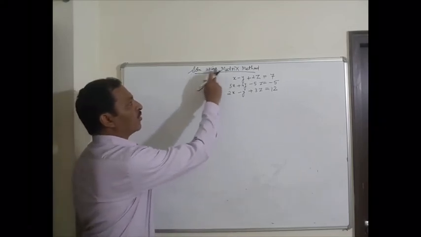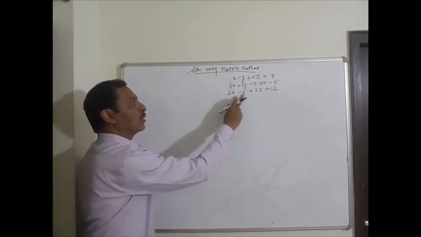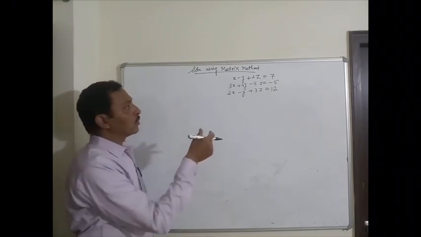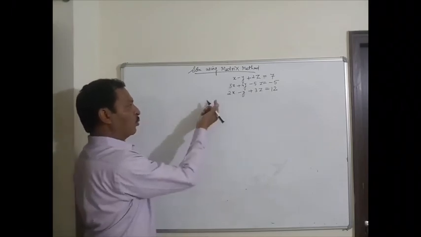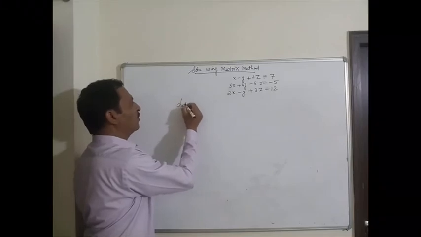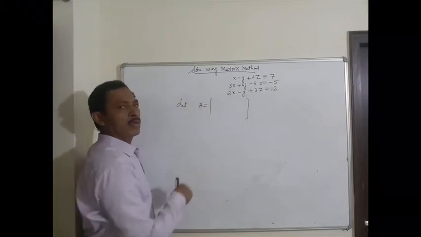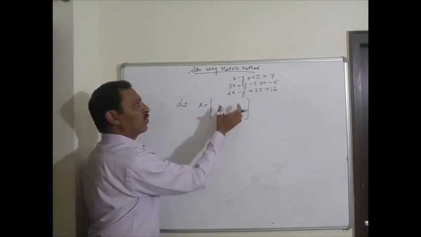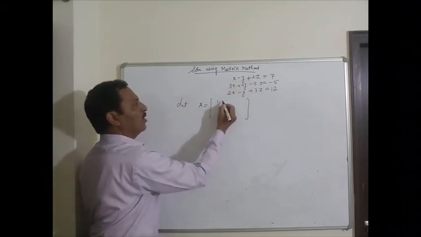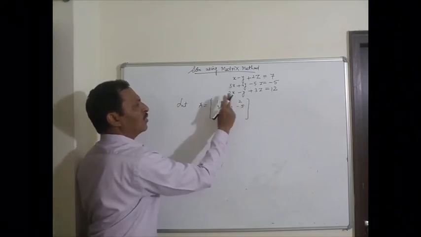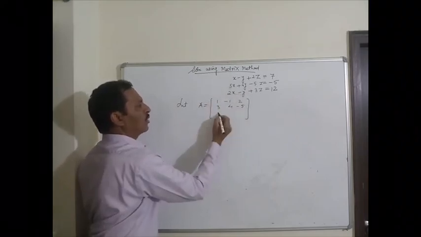Now, using the matrix method, we are going to solve this system of equations involving 3 variables. So our supposition of matrices has to be the same. That A matrix equals what? It consists of the coefficients of the variables, that is 1, -1, 2, 3, 4, -5, 2, -1, 3.